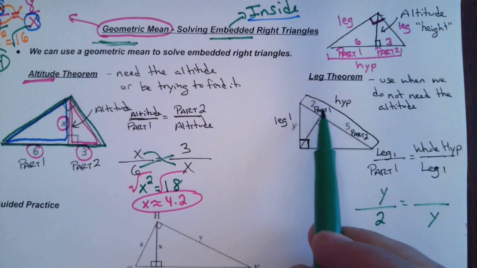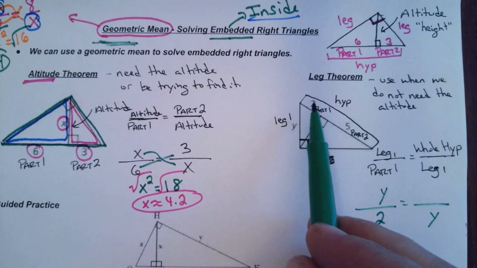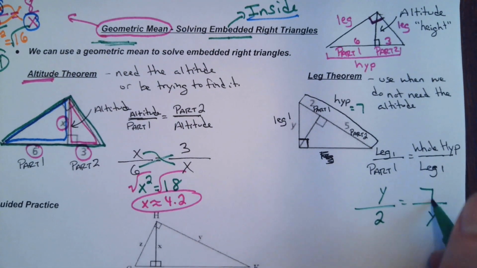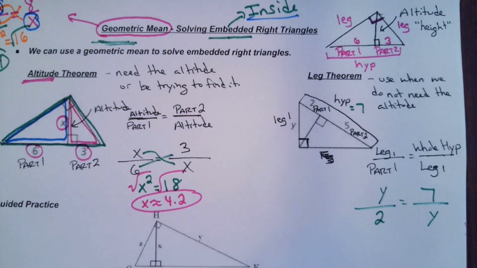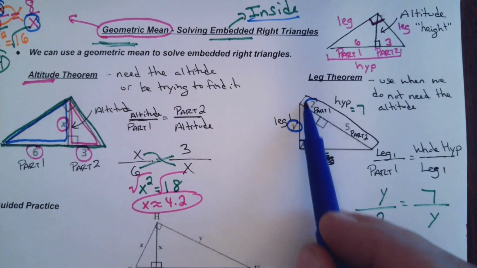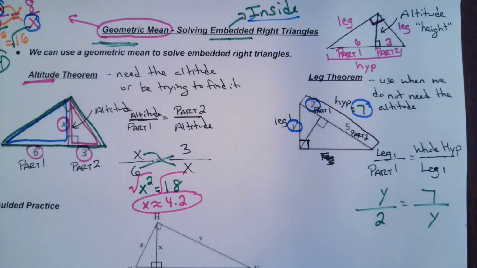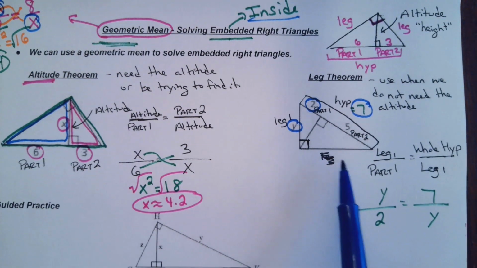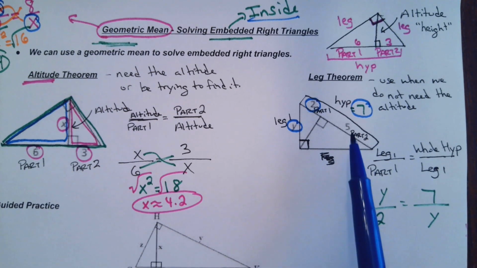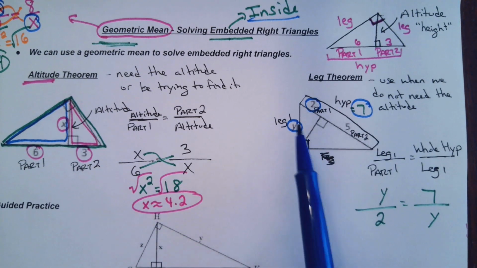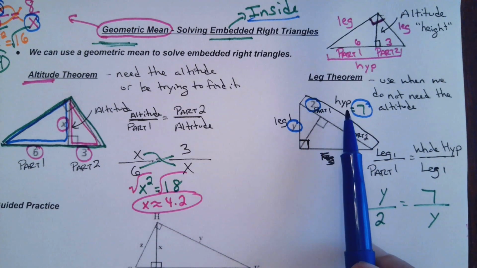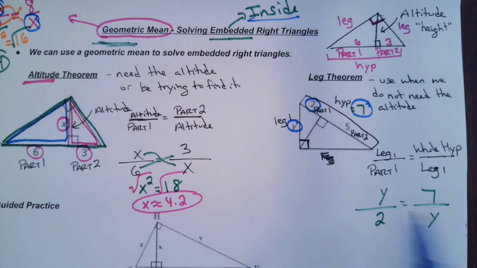Well, remember the hypotenuse is cut into 2 parts. Part 1, part 2. So 2 plus 5 gives me 7. So if we're going to use the leg, I would use y, 2, and 7. Now if I was looking for this leg, I would use this leg, 5, and 7. But since we want leg 1, part 1, whole hypotenuse.